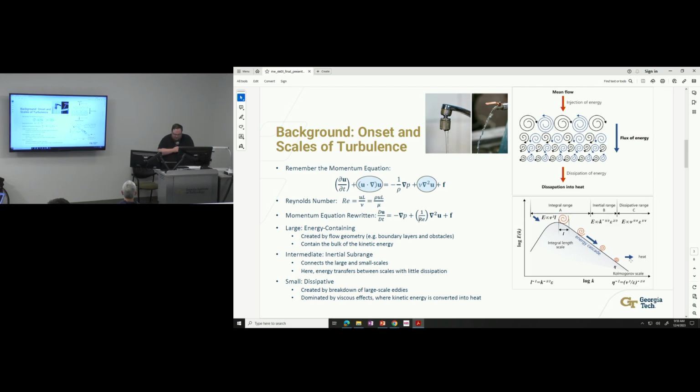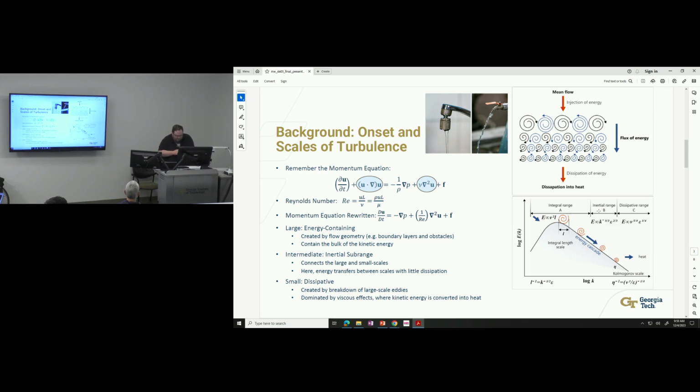The next largest scales are the intermediate scales, or Taylor length scales, and they exist in the inertial range, where energy cascading from the larger to the smaller scales occurs with little energy dissipation. So the dynamics are influenced more by inertia in this range than viscosity, which is why it's termed the inertial range. And the energy spectrum in this subrange follows Kolmogorov's 5/3 law, which describes how energy is distributed among these scales.